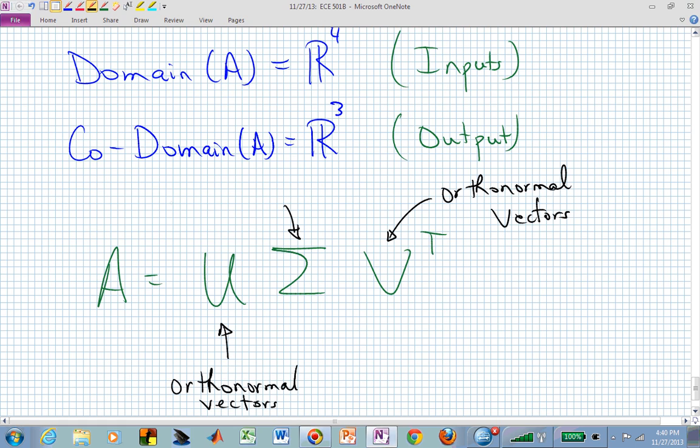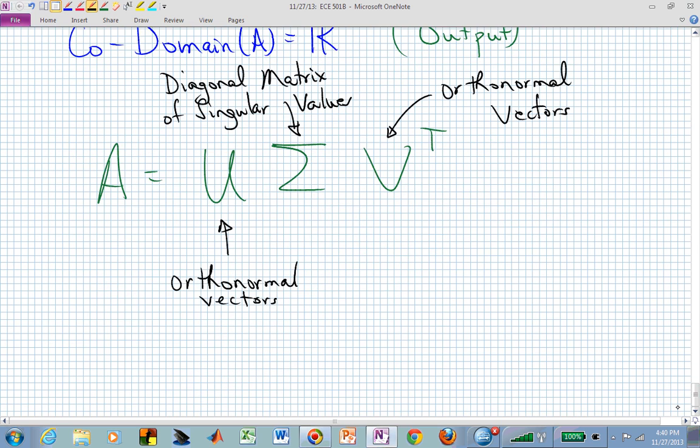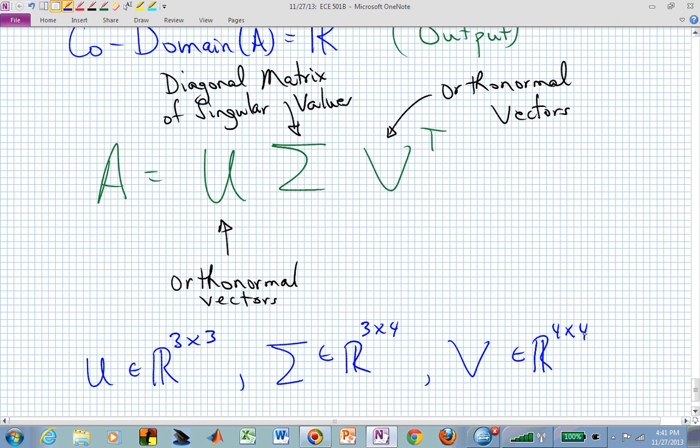So I'll say, maybe not accurately, that this is sort of a diagonal matrix of singular values. With that decomposition, U as a matrix in this example is 3 by 3, sigma is 3 by 4, and V is 4 by 4.